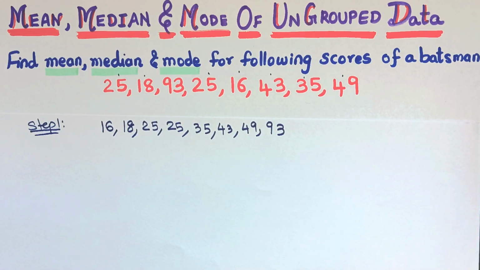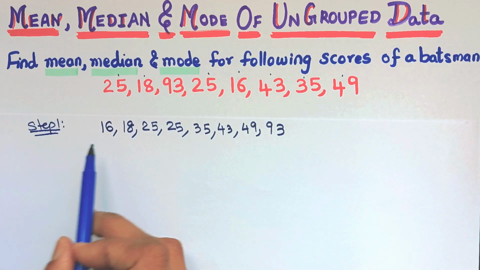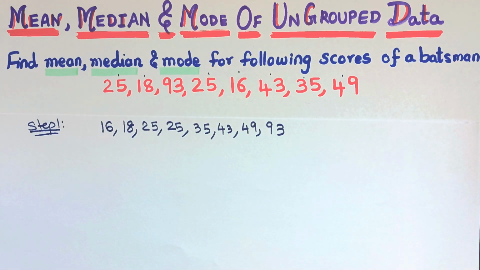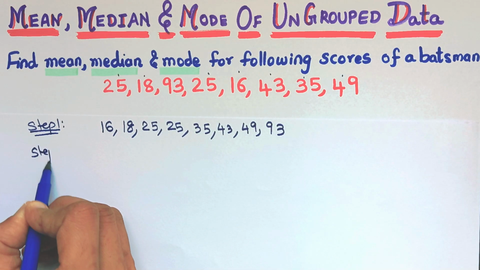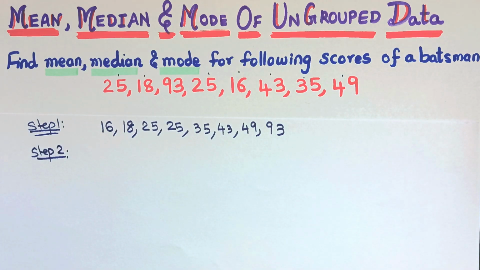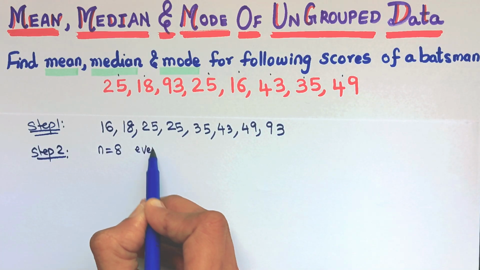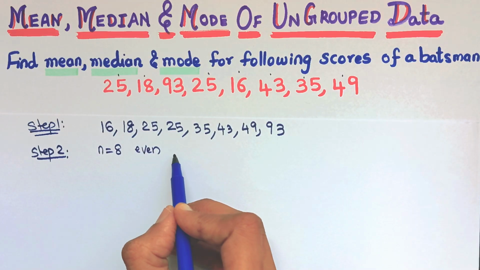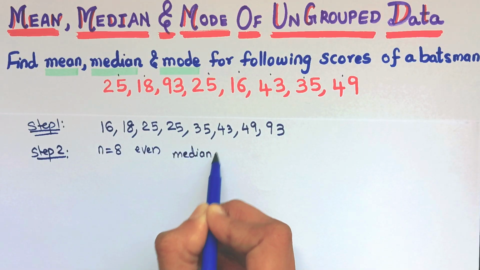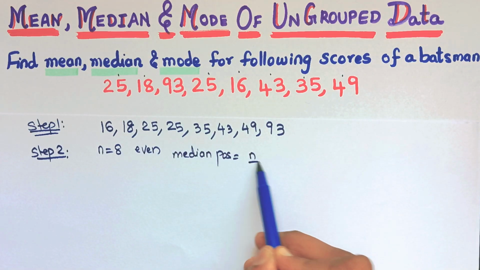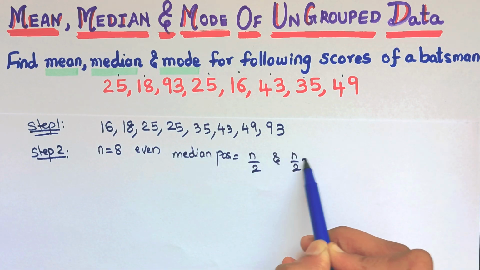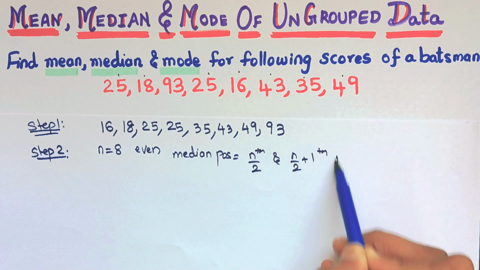So friends, many times in a hurry, we forget this first step and directly start calculating the median. That time we will get the wrong answer. So make sure you first do step 1 and then only proceed. So friends, the next step is to find out the median position. So for that, first let's see whether n is even or odd. So here my n was 8, so n is going to be even. So whenever n is even, the median position is going to be n by 2 and n by 2 plus 1 positions.